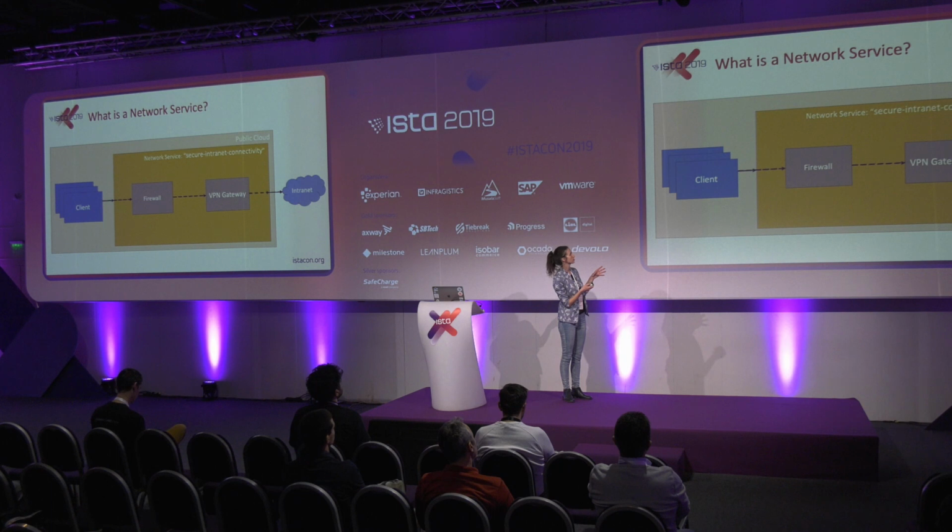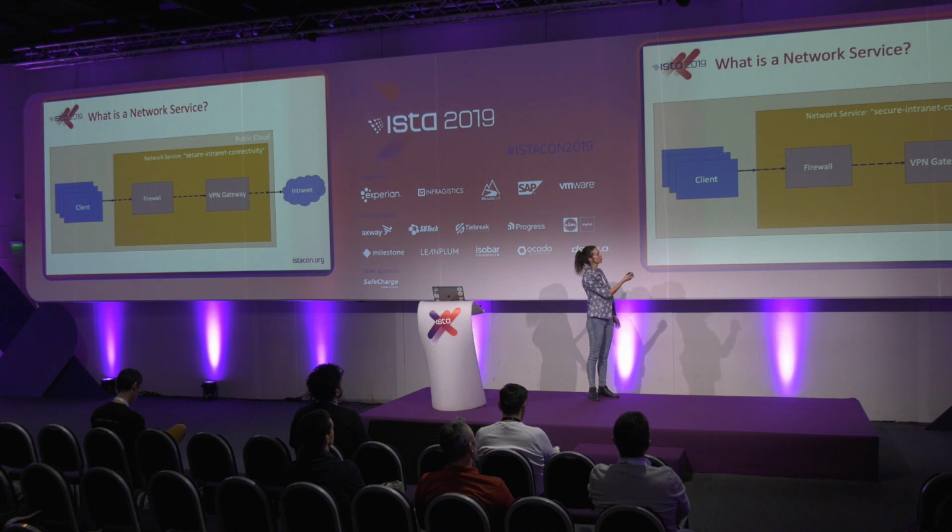Using a network service, we would have clients that consume network services. We would have endpoints, for example, like the firewall and VPN gateway, you would need to go through in order to connect to the corporate intranet. And we have wires, which serve as connections and which are payload agnostic.